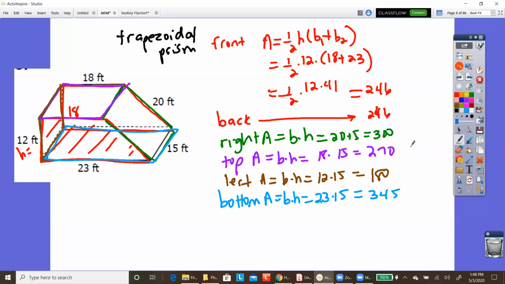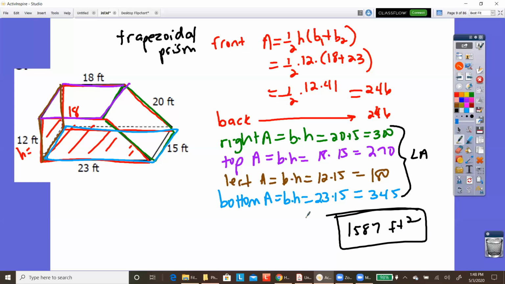So these here, if they ask you for just the lateral area, sometimes they will. If they ask you for just the lateral area, it would just be the 4 rectangles on the side. But I'm asking you for the total surface area. So if you do the total surface area, that's all the faces, that would be 1,587 square feet. That's the total surface area. That's adding all 6 faces.